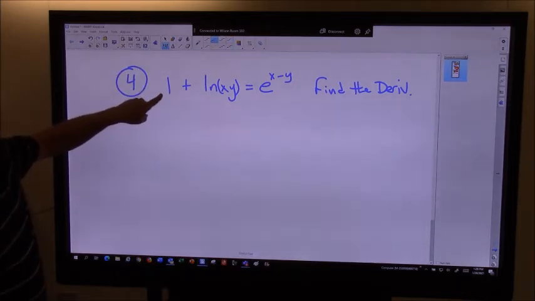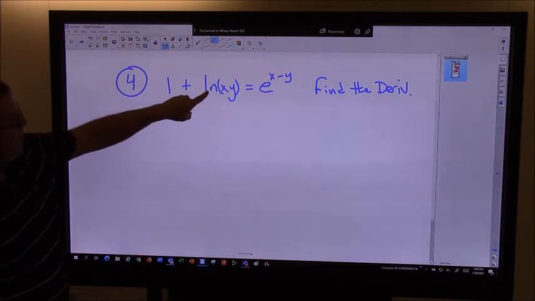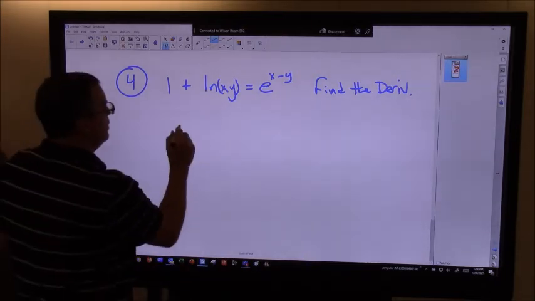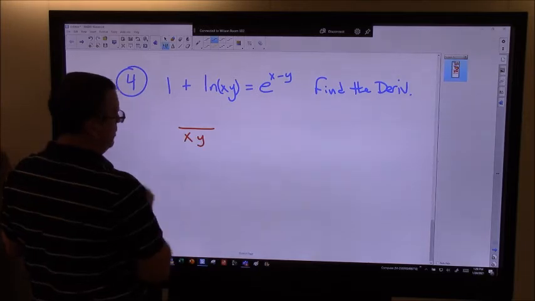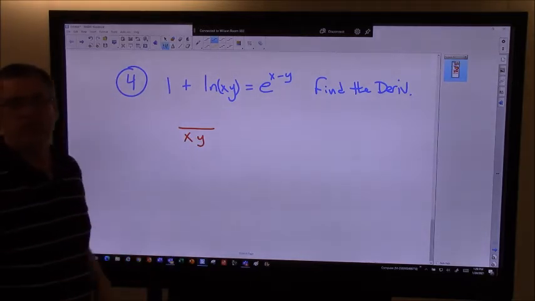So the derivative of 1 is 0. The derivative of a natural log is u prime over u. So here's the u part. If I take the derivative, it's kind of like the one we did before.